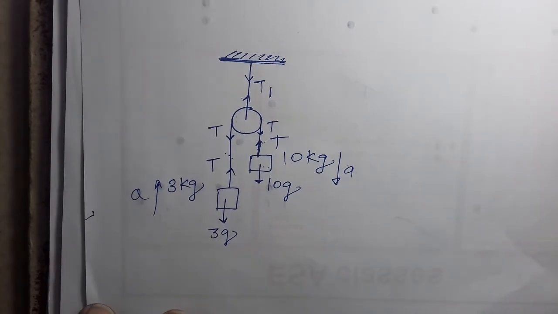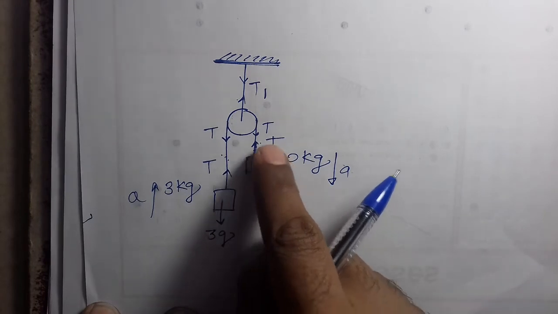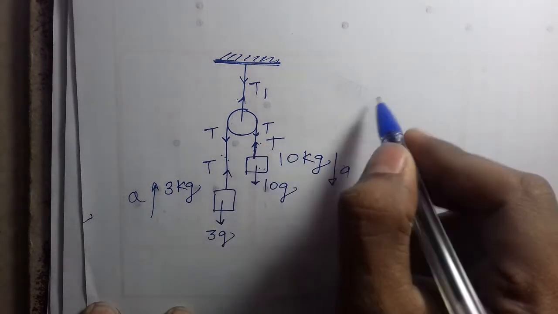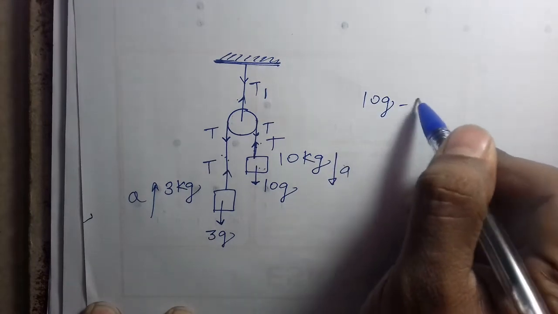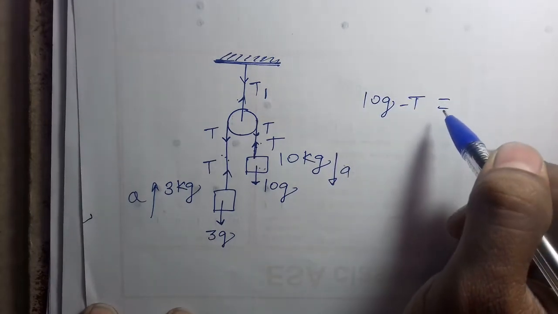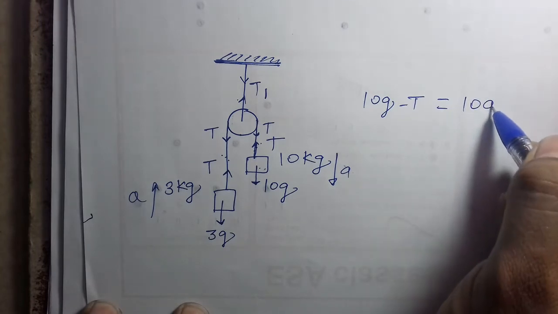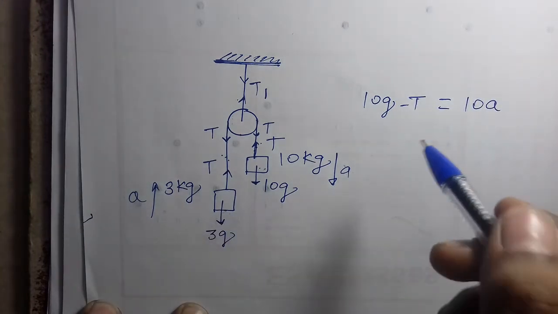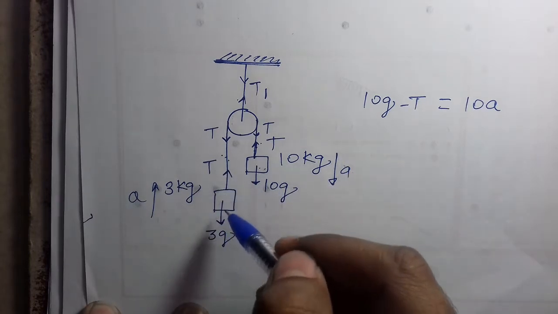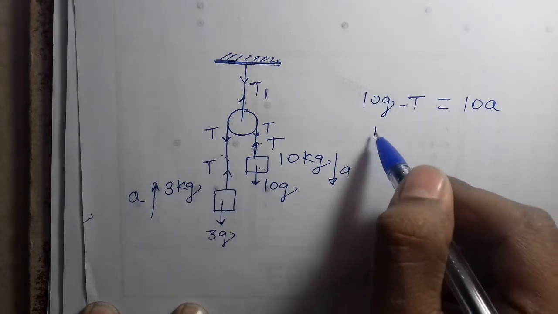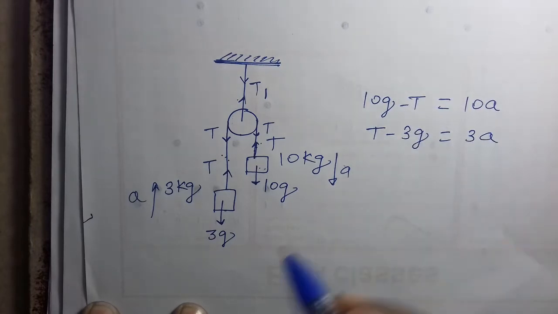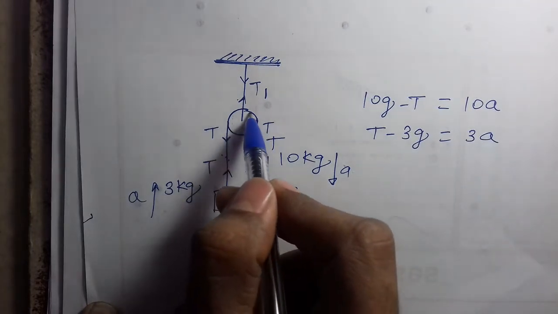First we will write equation for this mass. Total force on 10 kg is what? 10g minus T. Total force is equal to what? ma, 10 into a. Total force on this 3 kg is what? T is greater than 3g, therefore it is moving in upward direction, therefore T minus 3g is equal to 3a, second equation. And third equation is for this pulley.